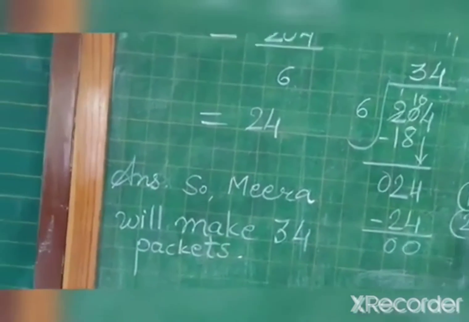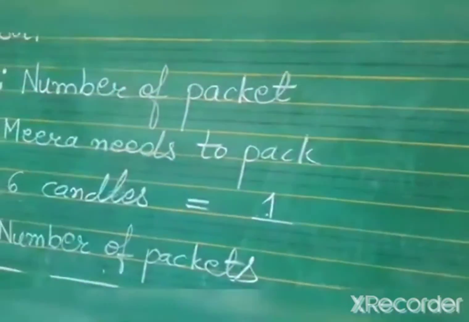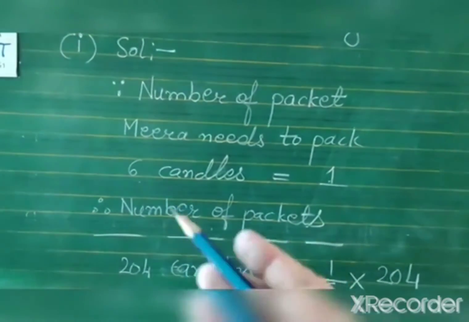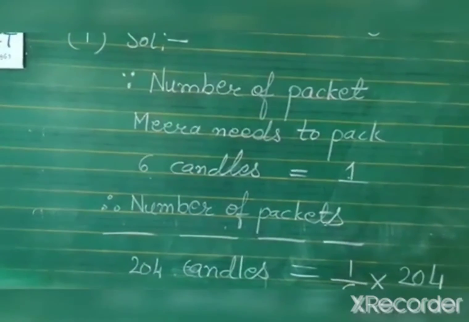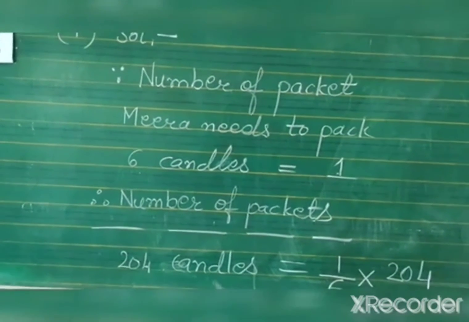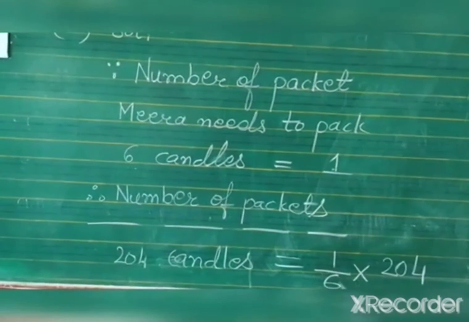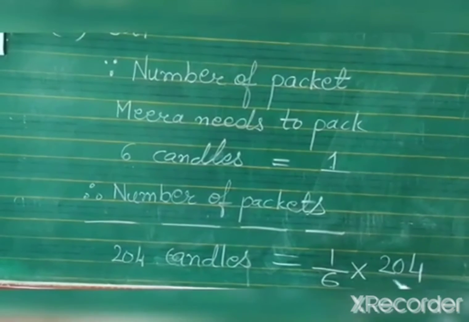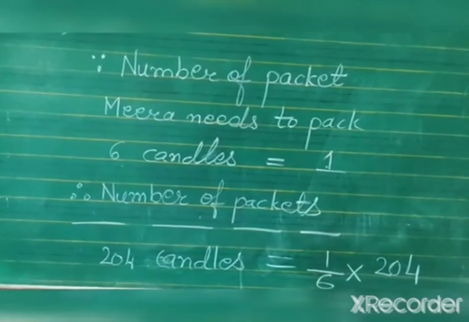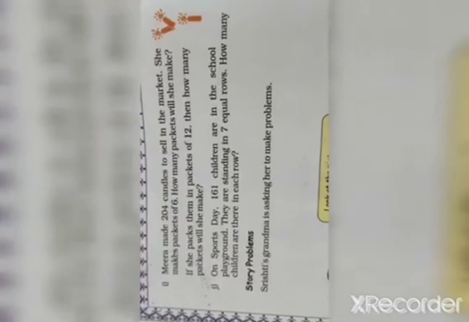Same way, what you will do? Same statements. Number of packets, Meera needs to pack 12 candles. Other part is there. So number of packets, 204 candles. 1 upon 12 into 204, and then you will complete the sum. Okay. Now see next question.